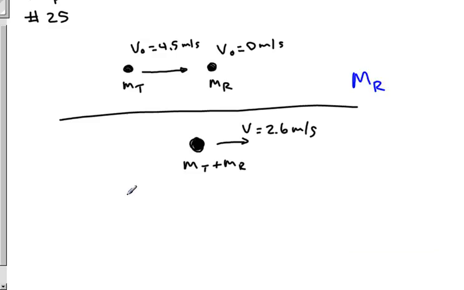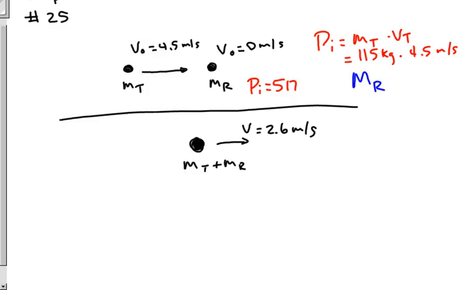So in looking at this problem, we see that it is a collision, so momentum is conserved. Our initial momentum, because the receiver is not moving, is just equal to the mass of the tackler times the velocity of the tackler. The mass of the tackler we are given as 115 kilograms, and we multiply that by 4.5 meters per second. So we get a value of our initial momentum equal to 517.5 kilograms meters per second.